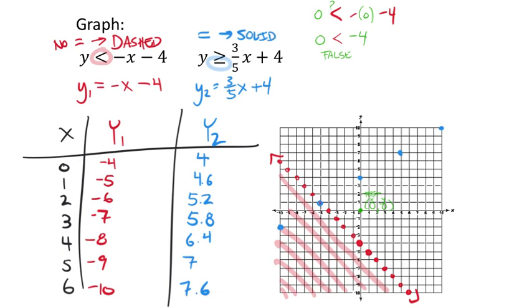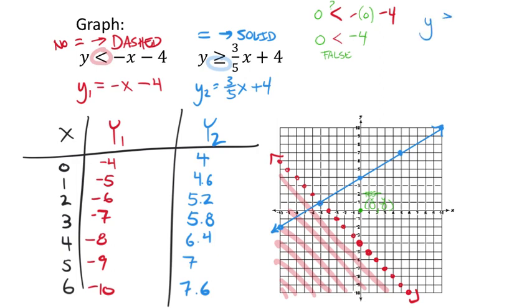That means all I need to do is take the points and connect them with a solid line. Put arrows at the end just to make it look pretty. All right, now that I've got the line, and this line is not going through the origin, this means that I get to test the origin again with this second inequality.